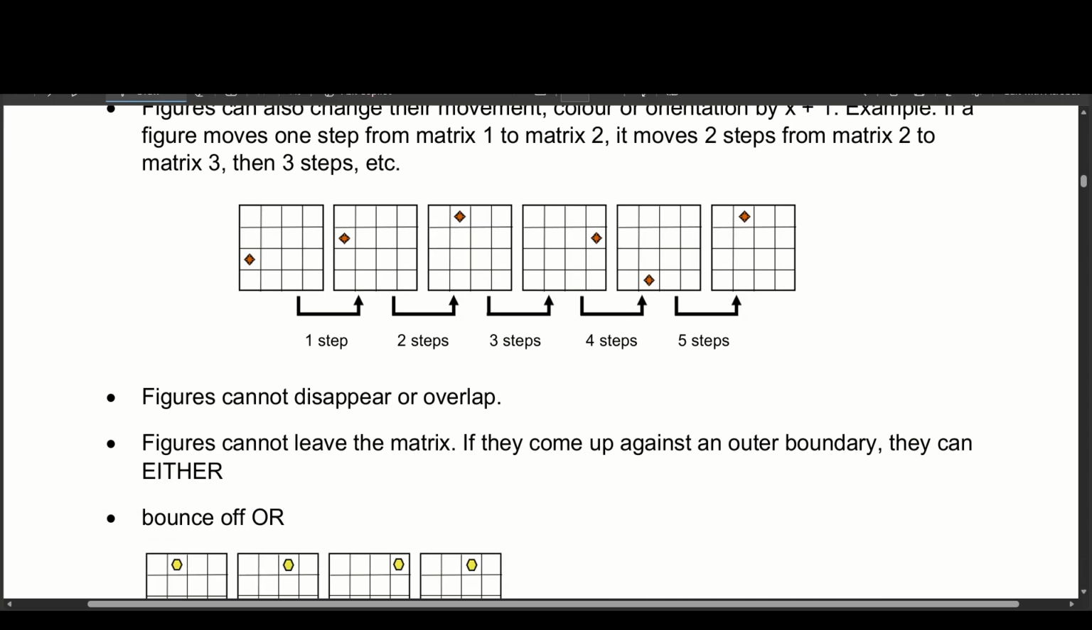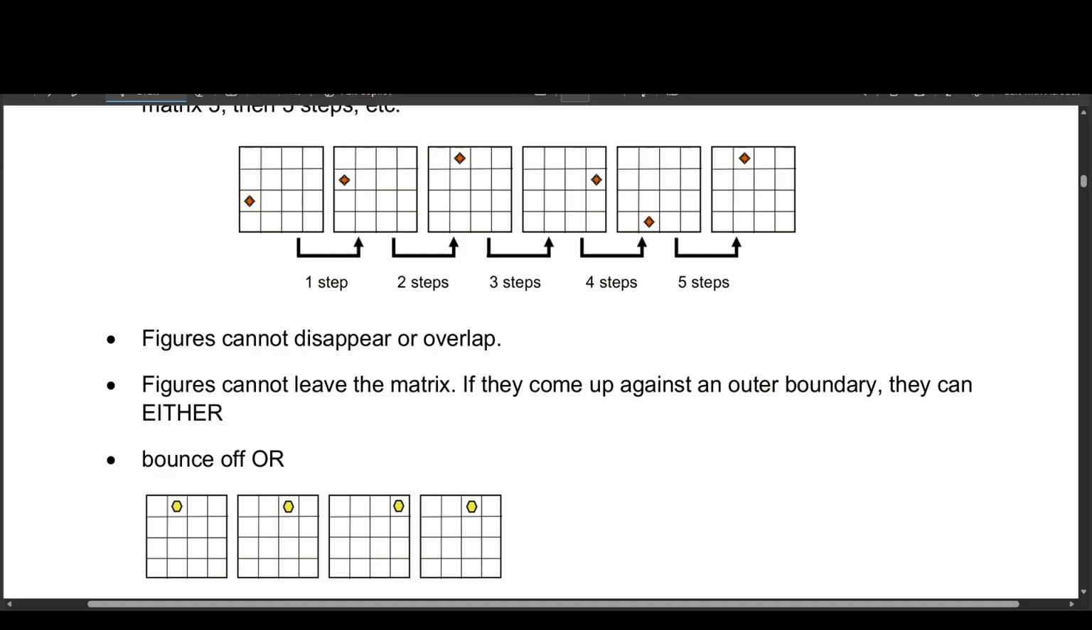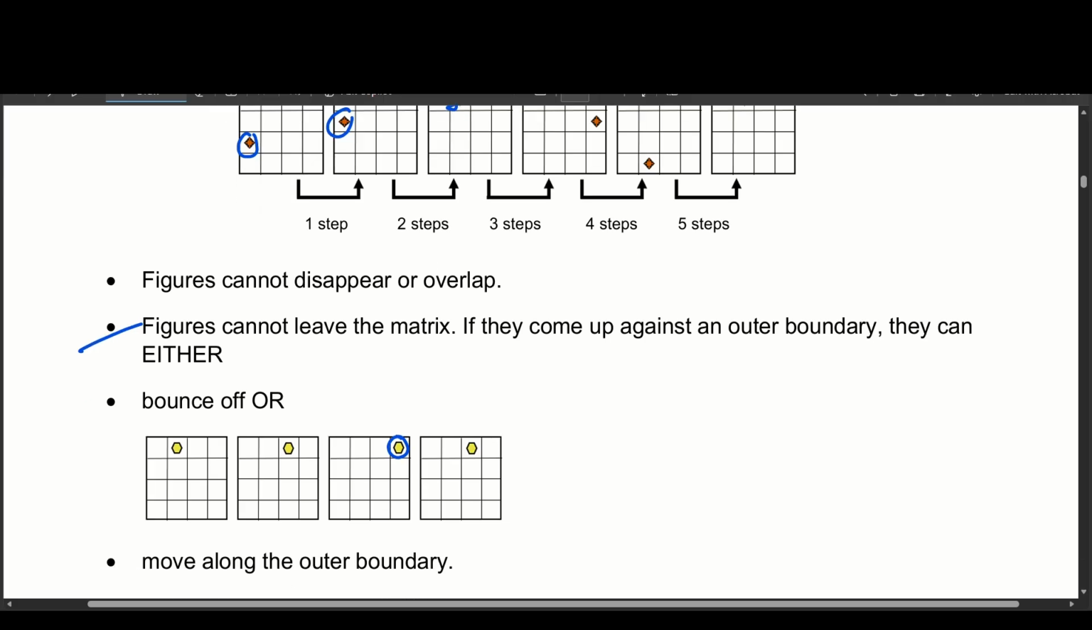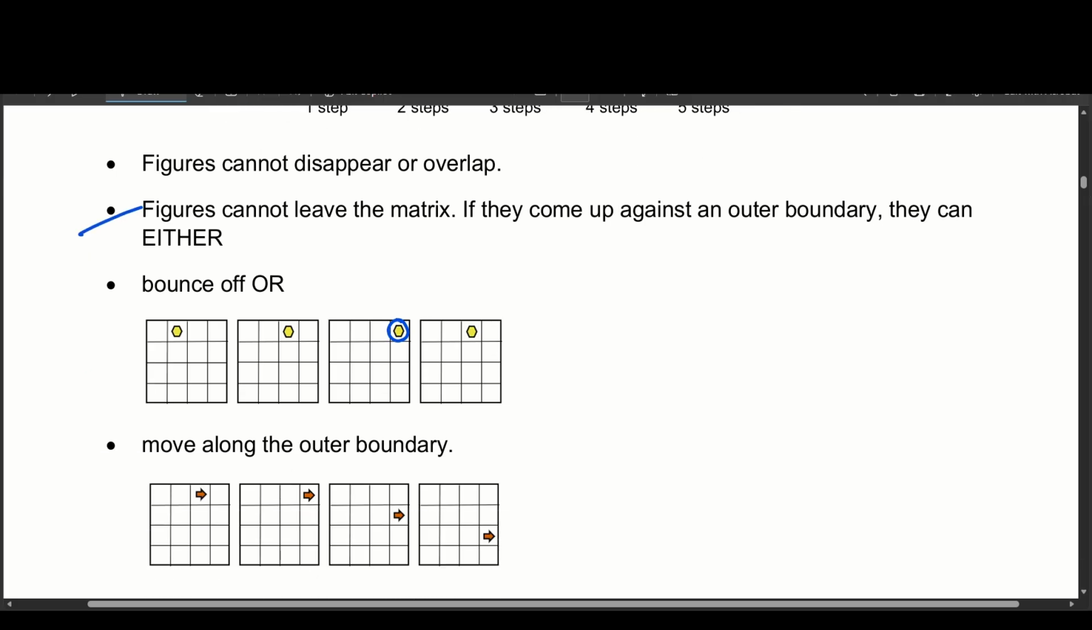and figures cannot disappear or overlap. Any figure in the box can't disappear, or there won't be two figures in one box. Figures cannot leave the matrix. There would always be a figure in a box. Whenever they come up against an outer boundary like this, they can either bounce off, or they can move along the outer boundary.